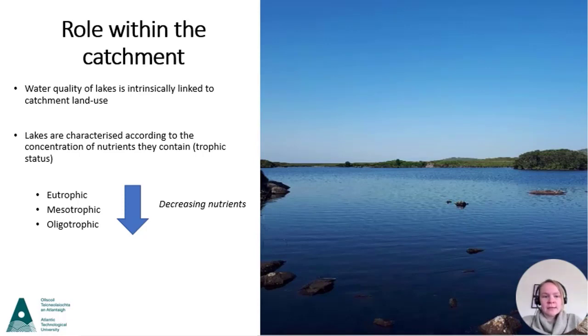So the role of lakes within the catchment. The water quality of lakes is intrinsically linked to the catchment land use. Lakes are linked to the wider catchment through the stream and river network in a series of inflows and outflows. Because lakes have a slower flow, the water circulates within the basin. Lakes have a higher water residence time, so the water stays within the basin for a longer duration compared to rivers or streams. And this means that pollutants and nutrients can accumulate within lakes. So lakes are a good indicator of what's occurring in the wider catchment.